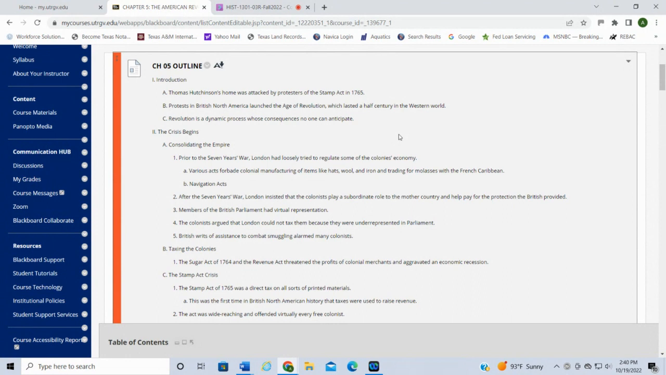You've probably heard that phrase before, right? Prices are going up because inflation's going up, and so everything becomes more expensive. So that's not really a unique concept. We see it even here in this chapter, right? We see that the costs are passed on to the colonists in order to pay for this war against the French.